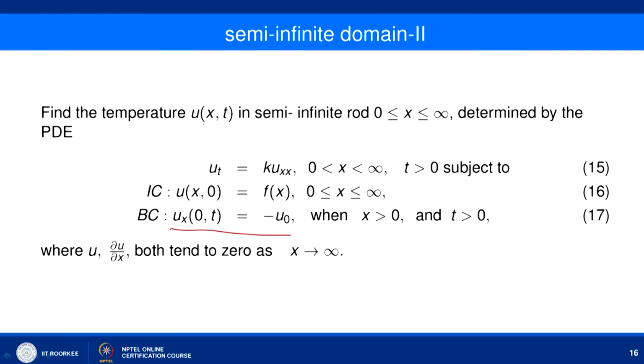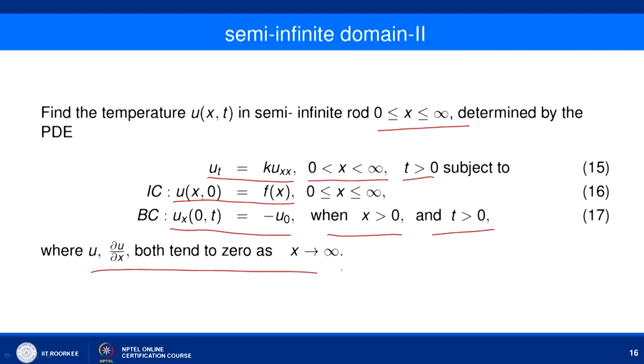Find the temperature distribution u(x,t) in a semi infinite rod lying between x equal to 0 to infinity, determined by the PDE ut equal to k uxx, where x lies between 0 to infinity and t is greater than 0, subject to the initial condition u(x,0) equal to f(x), and the boundary condition ux(0,t) equal to minus u0 for t greater than 0. Here again we have the same physical condition that u and du/dx both tend to 0 as x tends to infinity. Since the boundary condition is given in terms of ux, we apply the Fourier cosine transform to handle this problem.